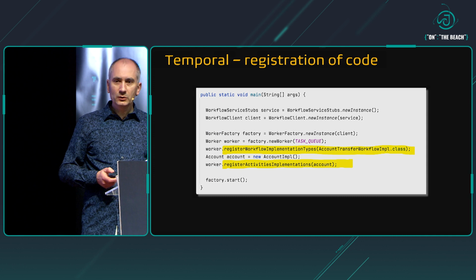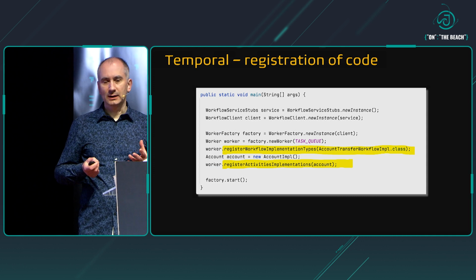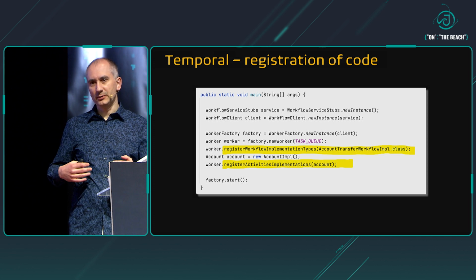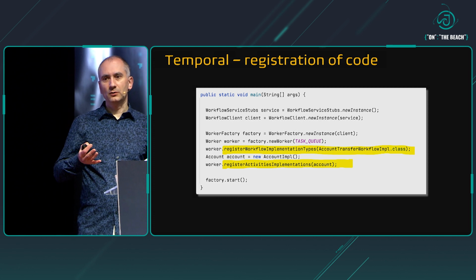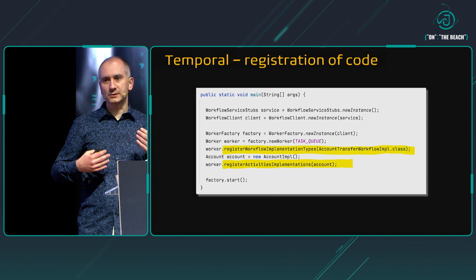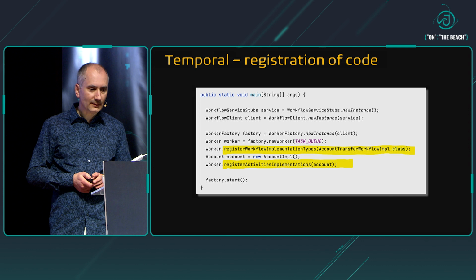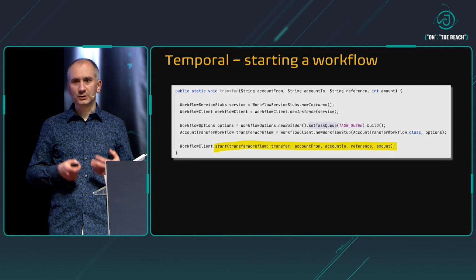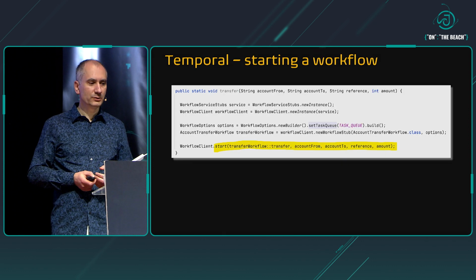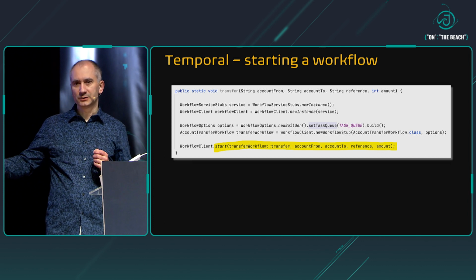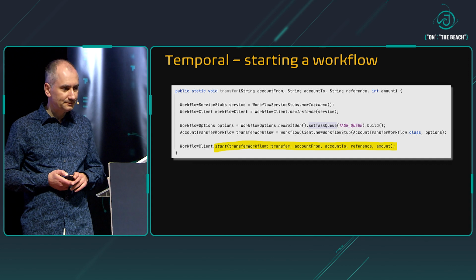So that code gets registered in the worker process as an implementation of the workflow and an implementation of the library of activities. You start a worker process and you say, hey, here are my classes that you need to be aware of that implement these types. And to start the workflow, to enqueue the workflow, you just call this one line. Start workflow, the type of this transfer, and then the bunch of arguments that it takes.